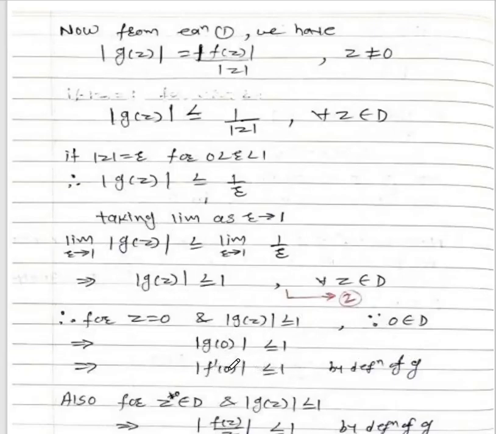Okay, but we know that g of 0, by using the definition, is f dash of 0. So putting the g of 0 value from equation number 1, the definition of g, we get mod f dash of 0 less than or equal to 1. Okay, so this is the first result of this theorem.